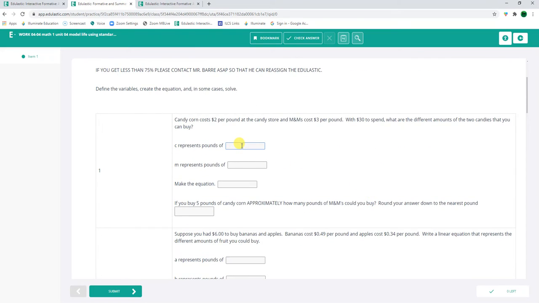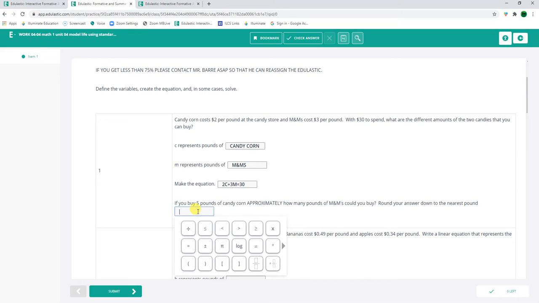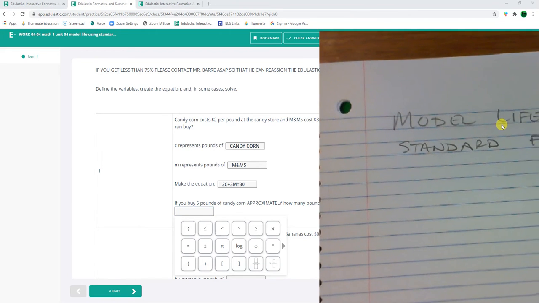Good. All right. So candy corn costs $2 per pound. So C represents the pounds of candy corn. M represents the pounds of M&M's. Build the equation. Let's see. Candy corn, so 2 times candy corns plus 3 times M&M's equals $30. And if you buy 5 pounds of candy corn, how many pounds of M&M's could you get? And we're going to round this down.